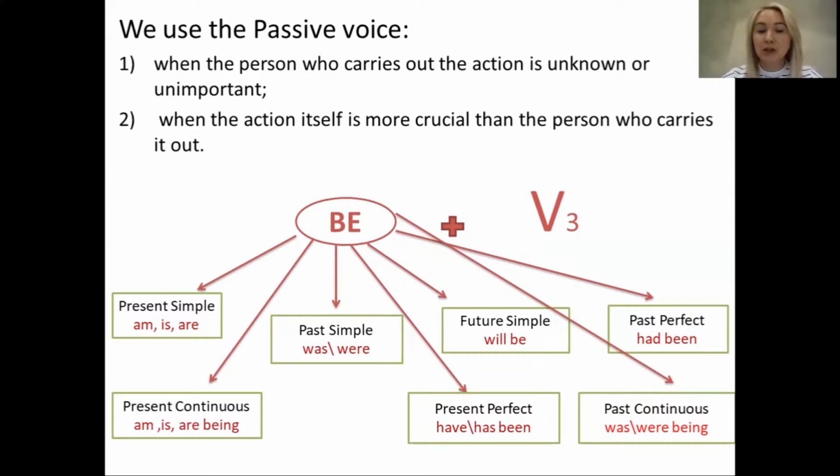In past simple, we use was or were. For example, the picture was taken. In future simple, the picture will be taken. Also, you can use passive voice in past perfect, in present continuous and past continuous, and in present perfect also.